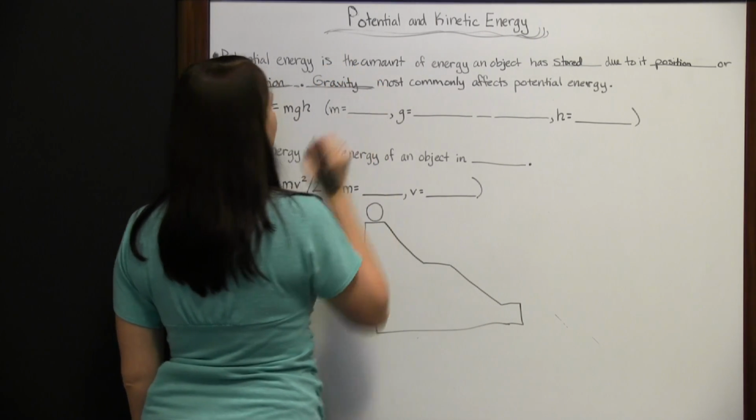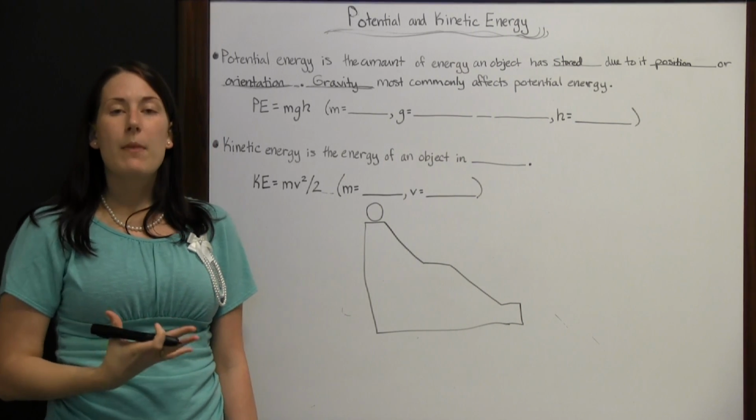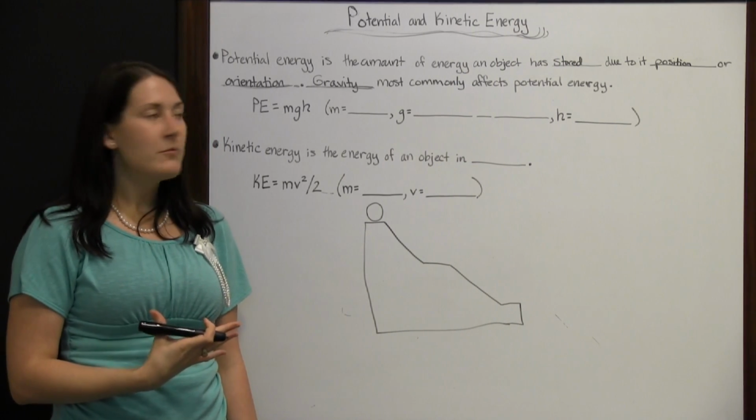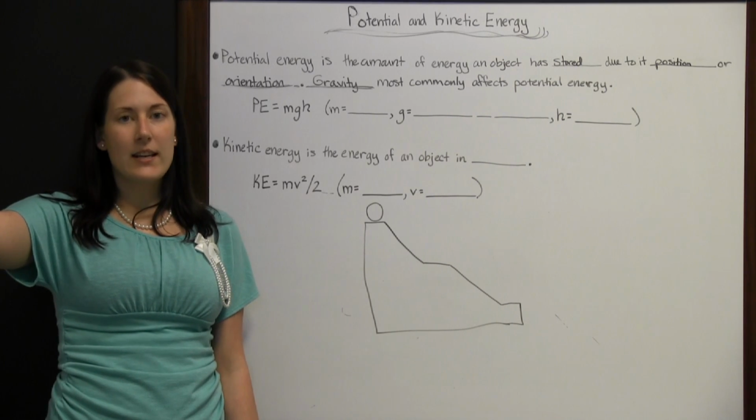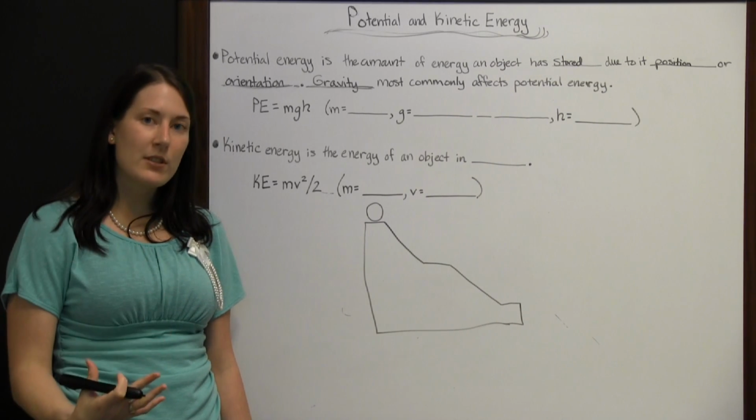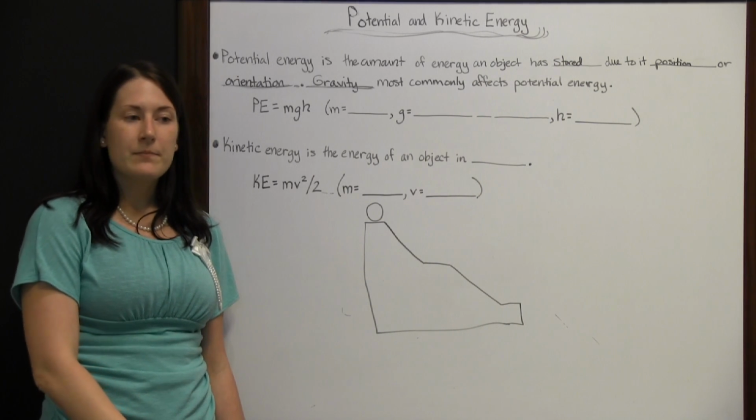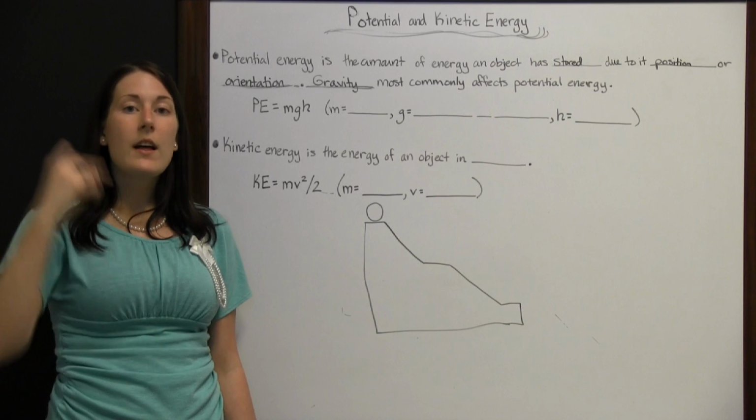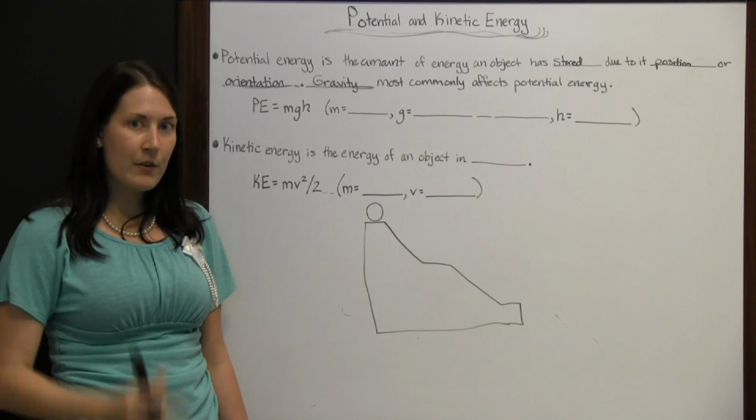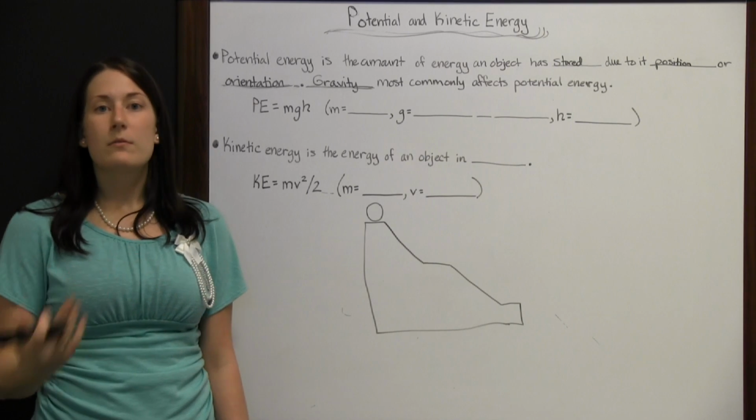Now there are other factors such as mass that can affect potential energy, but the force of gravity on an object is going to affect it the most. So if an object is up higher, it's going to have more potential energy than an object that's down lower, because the lower object is going to have a smaller amount of space to fall. The higher object is going to have a further way to fall, and so it's going to have more potential energy.